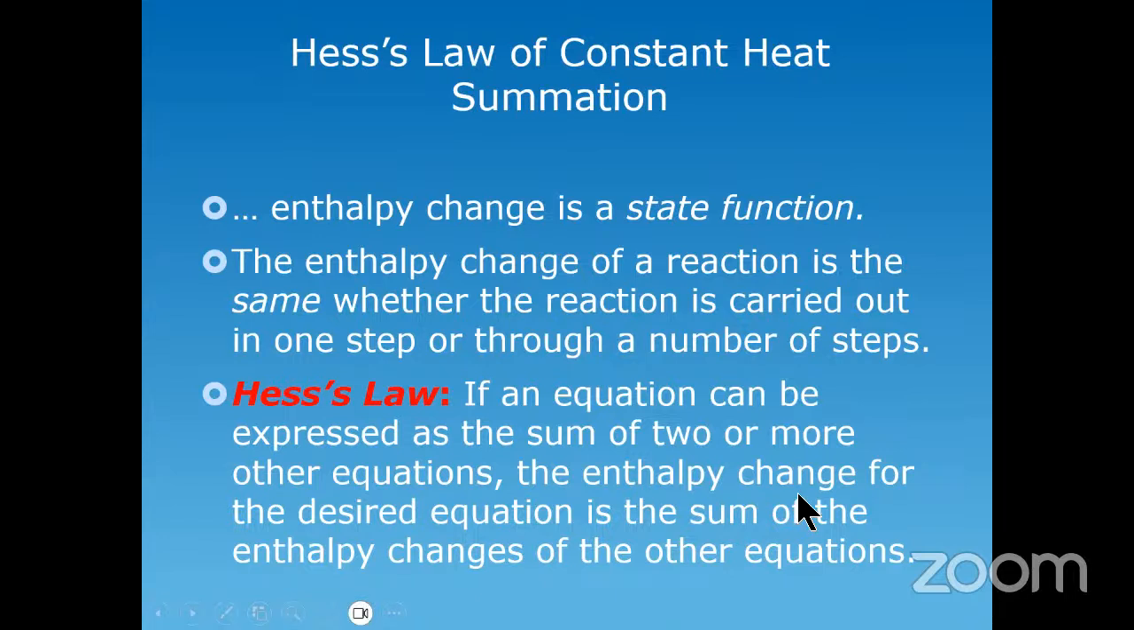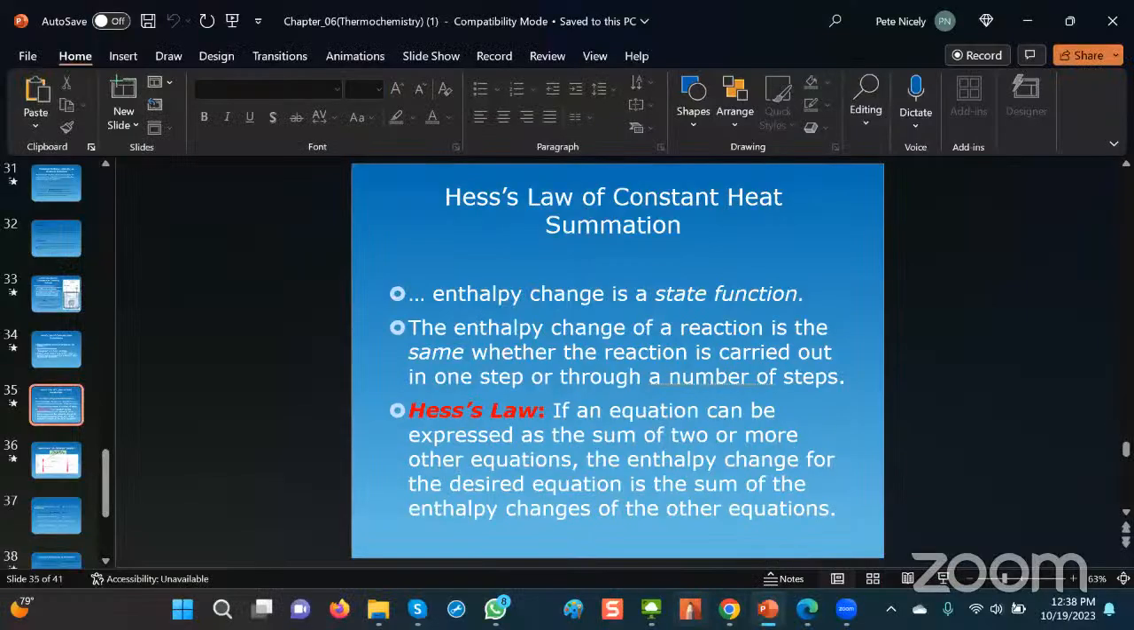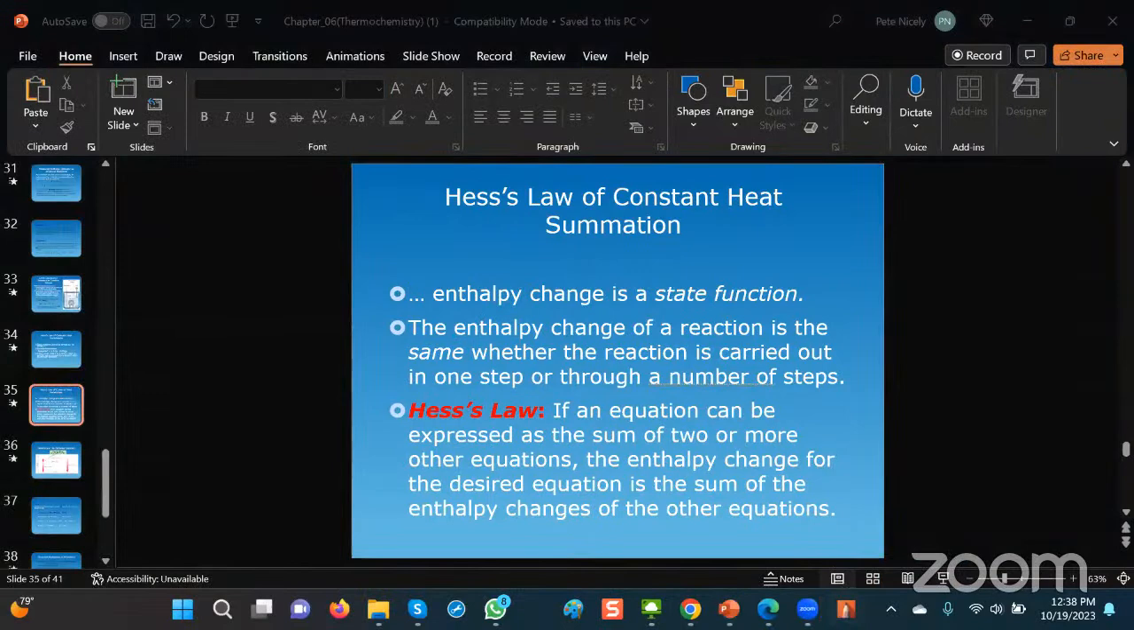What Hess's law is saying is that if you have one equation that can be expressed as a sum of 2 equations, then the enthalpy change of that one equation will be the sum of the enthalpy changes of the equations that you add up to get that one equation. So let me just use a simple hypothetical example to illustrate this. So let me go to this right here. Oh, let me get my stylus.